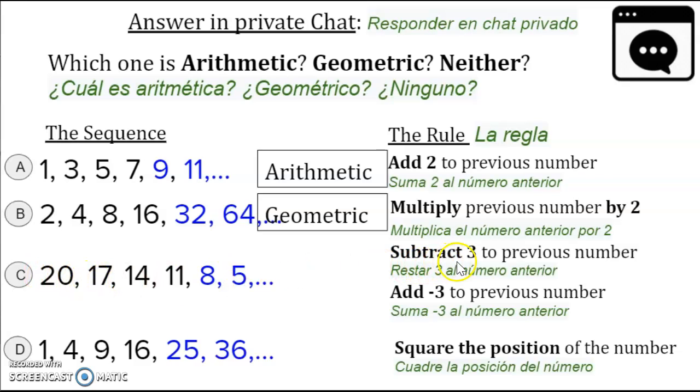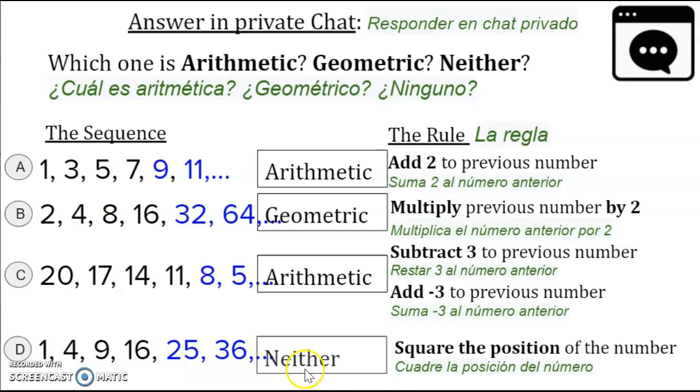C is I am subtracting. Oh, that's not the same as adding, but that is actually adding a negative number. So subtracting some number is the same as adding its negative. So you are adding, so this is arithmetic. While the fourth one, you are not adding any particular constant number, nor are you multiplying by some constant number. So this is going to be neither.